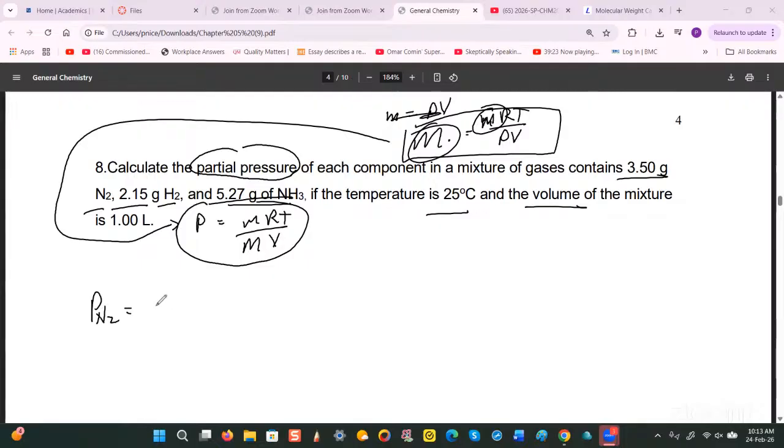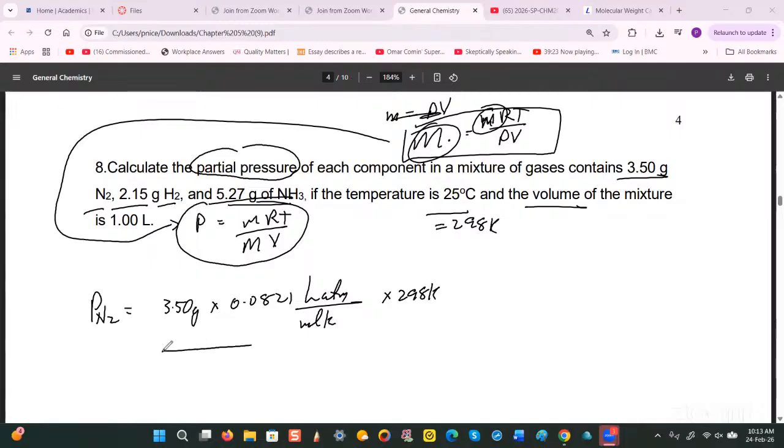The partial pressure of nitrogen would be the mass of nitrogen, which is given as 3.50 grams, times R, which is 0.0821 liters atmospheres over mole Kelvin, times the temperature. What's the temperature? 25 degrees Celsius, which is the same thing as 298 Kelvin. Then we divide all of that by the molar mass of nitrogen, which is 2 times 14.01, so that works out to be 28.02 grams per mole. And then we multiply by the volume, which is 1.00 liters.